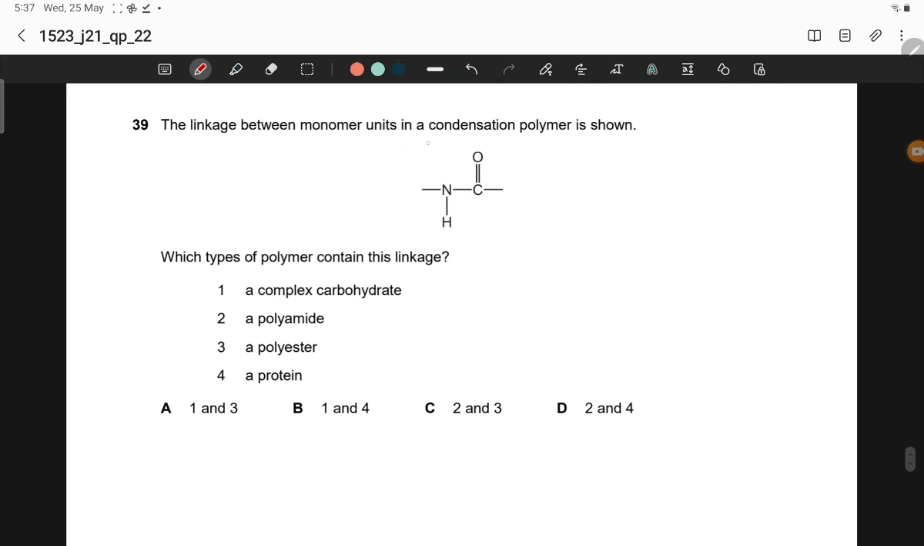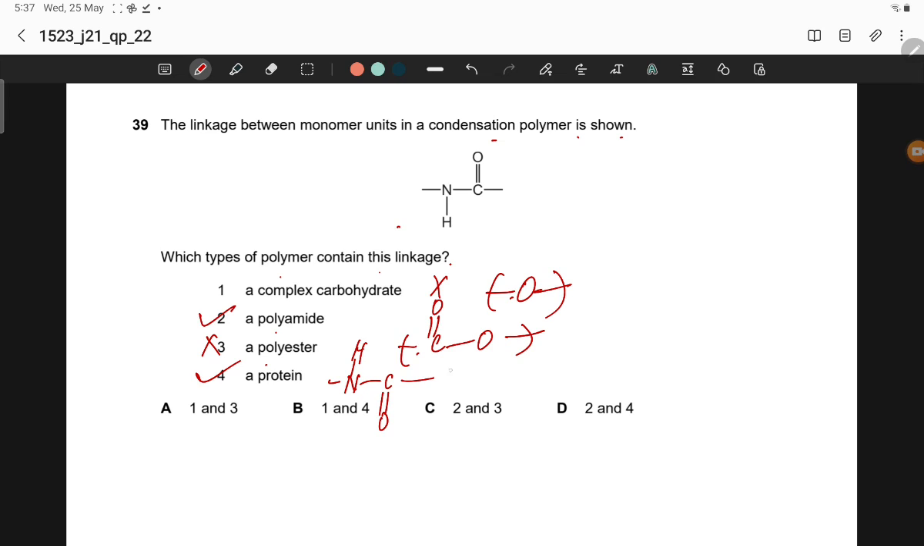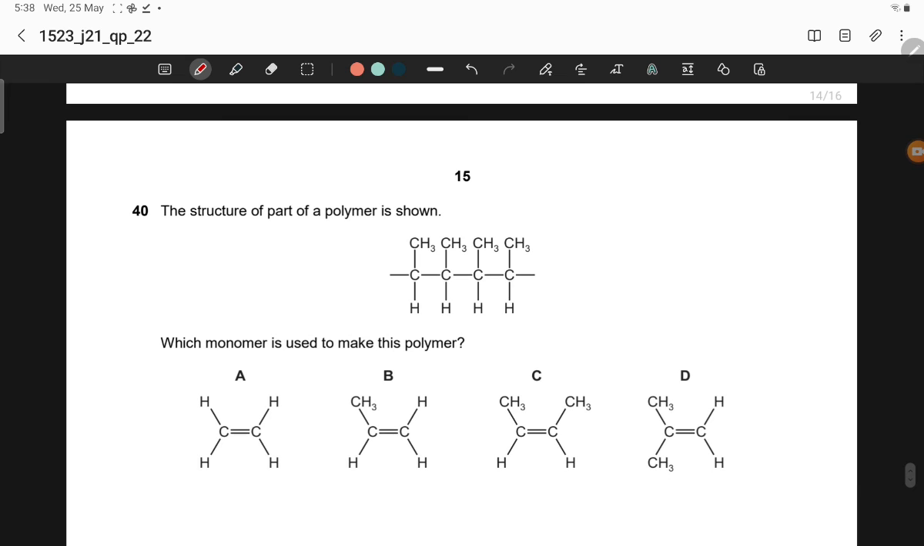The linkage between monomer units in a condensation polymer is shown. Which types of polymer contain this linkage? Complex carbohydrate. This linkage is not present in complex carbohydrate. Polyamide, yes, it is polyamide. And polyester, this linkage is not present in polyester, so it is incorrect. And in protein, this is also NH and C double bond O. So protein and polyamide, this is 2 and 4. D option is correct.